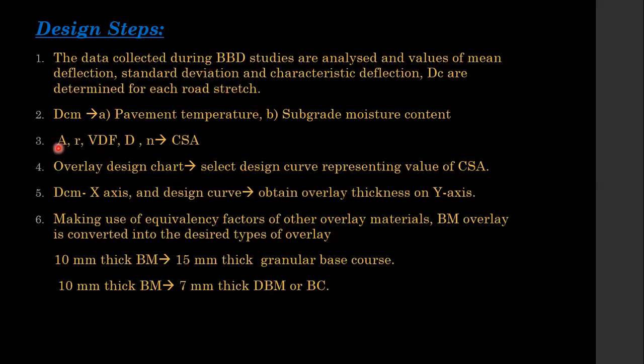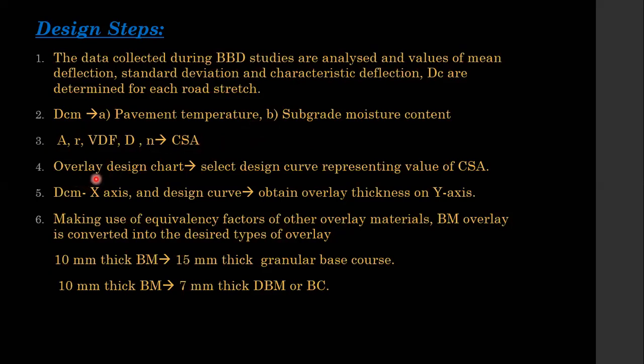The third step is, in the problem they will give the A value, that is annual average traffic data. Small r, which means growth rate. VDF, vehicle damage factor. D, which means lane distribution factor, that you will see in the IRC 37 2001 graph, or if you remember, you can directly substitute, or in some problems they will give the D value. And this is the N value. N is the design life period. Using this formula, you will calculate the CSA. CSA is equal to 365 into A into VDF into D into ((1 plus r) to the power of N minus 1) divided by r. You will calculate this step.